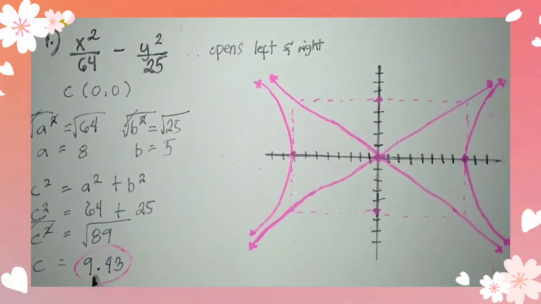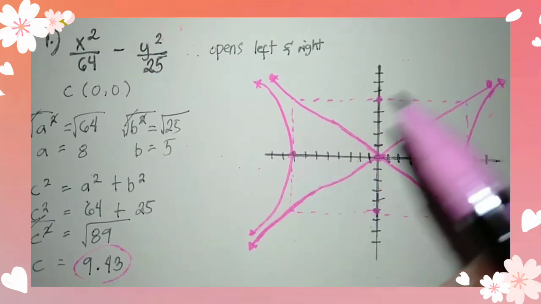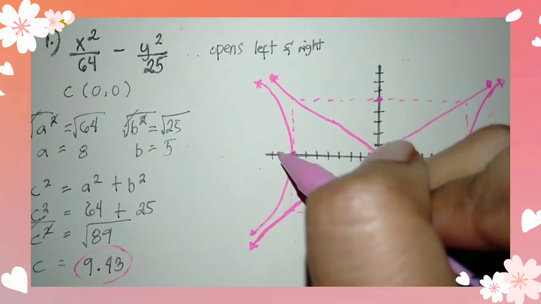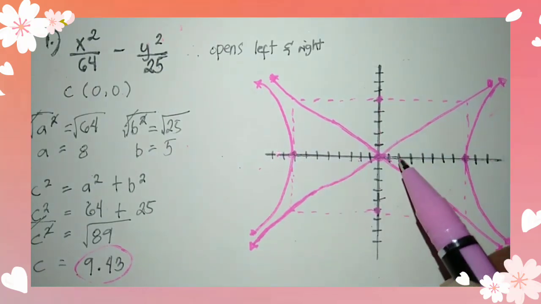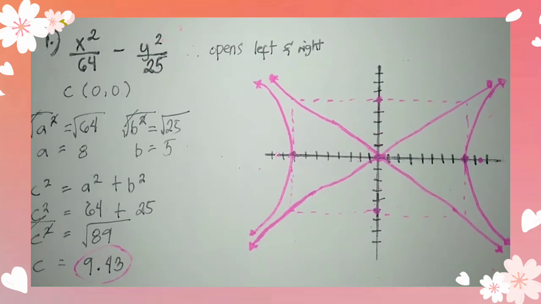From the center, 9.43 units to the left and to the right. So, we have 1, 2, 3, 4, 5, 6, 7, 8, 9.43. So, I guess nandito siya. And we have 1, 2, 3, 4, 5, 6, 7, 8, 9.43. So, nandito siya. So, yan na yung magiging foci natin.